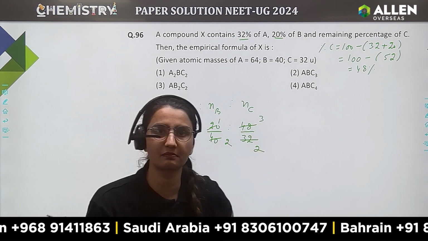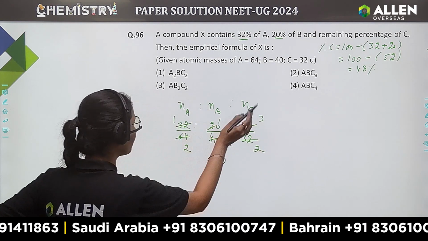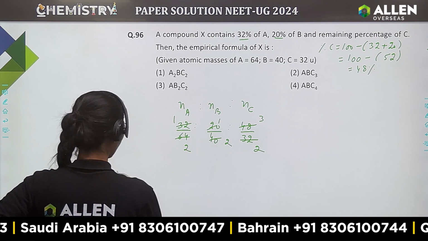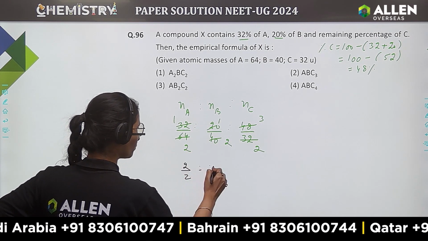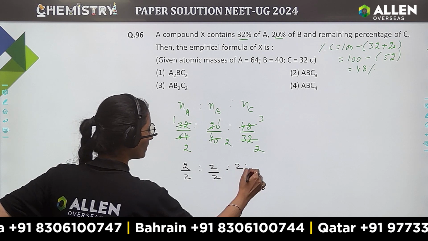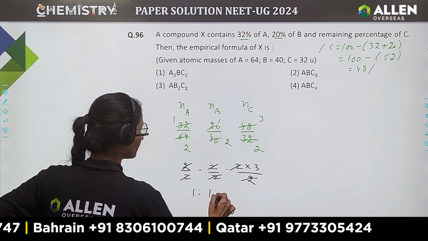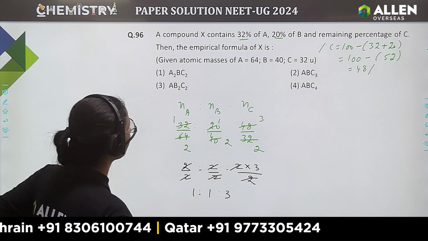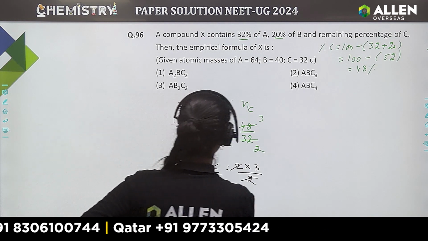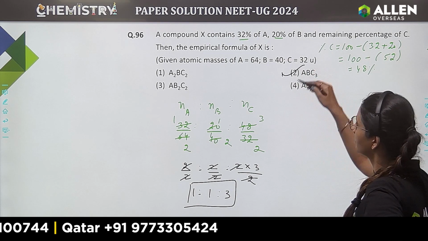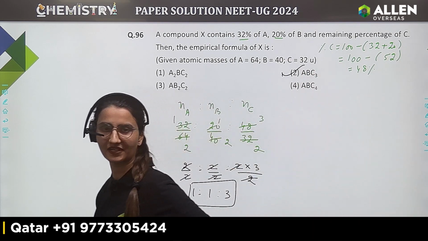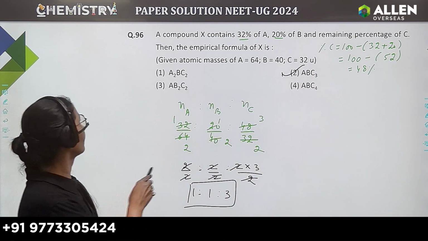In order to simplify, I can multiply by 2 on all sides. So 2 by 2 is 1, 2 by 2 is 1, 2 into 3 by 2, 2, 2 cancelled. What do I get? 1 is to 1 is to 3. So it is A, B, C, 3. Nice. Option 2. Right? Correct.